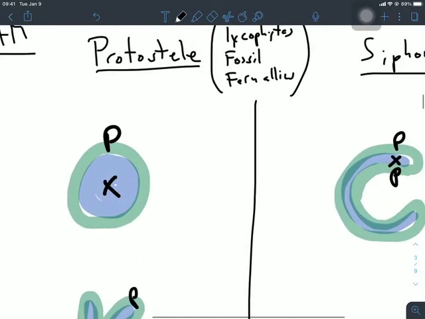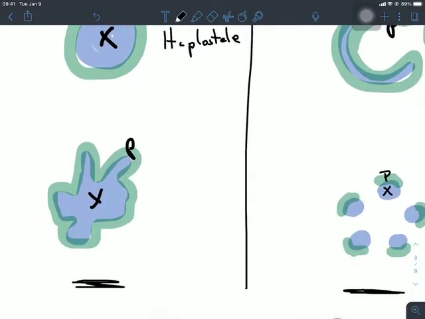Now for our protosteles, we do have two different variants. One is a simple column that we call a haplostele: xylem in the middle, phloem on the outside, nothing in between. And then we have xylem that is able to differentiate into small divots in different directions that we call an actinostele.